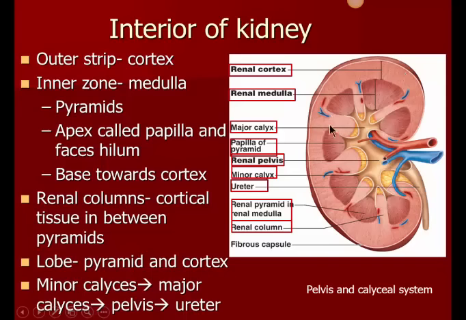The inner zone is called the medulla up here. When you look at it, the medulla is a little bit darker. The medulla is divided into triangular structures, which in 3D are like pyramids, but in a sagittal section they just look triangular. So these are known as pyramids.